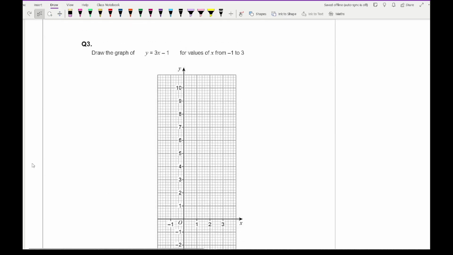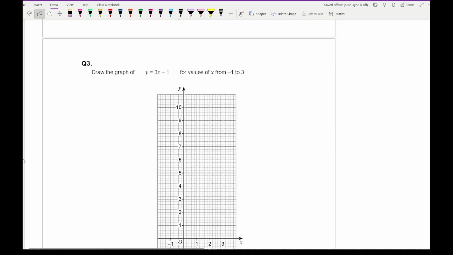Moving on to question 3, which looks at drawing diagonal lines. Again, it's asking for the values of -1 to 3. So I need to make sure that the line passes through these two boundaries. For this, what I need to do is set up a table of values, and pick 3 given values of x. So I'm going to go for 0, 1, and 2.